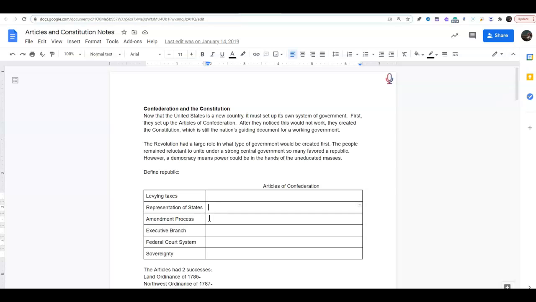The executive branch is the president, and there wasn't one under the Articles of Confederation. So that's what you need to type in there. There was no executive branch. The president's the head of that. The executive branch enforces the laws.